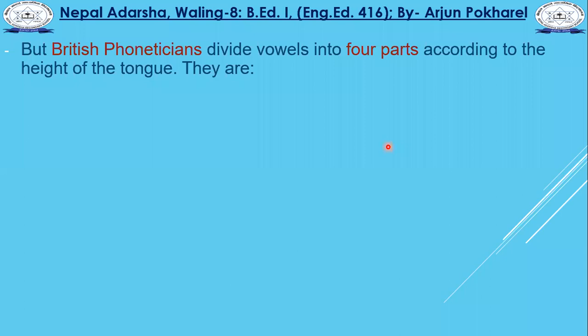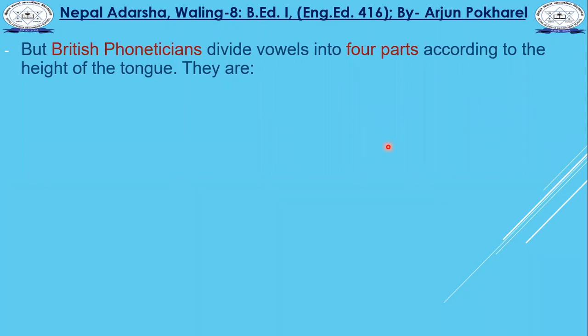British phoneticians divide vowels into four parts. The same vowels, the same 12 monophthongs, on the basis of the height of the tongue. They are divided into four different parts according to the British tradition, according to the height of the tongue.